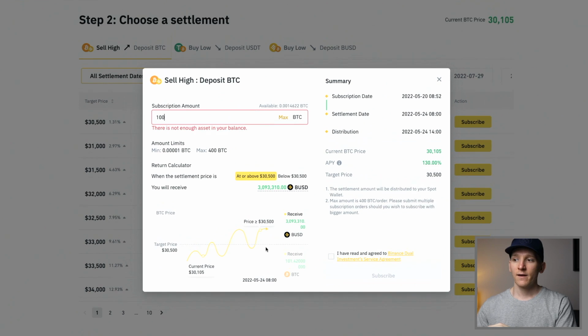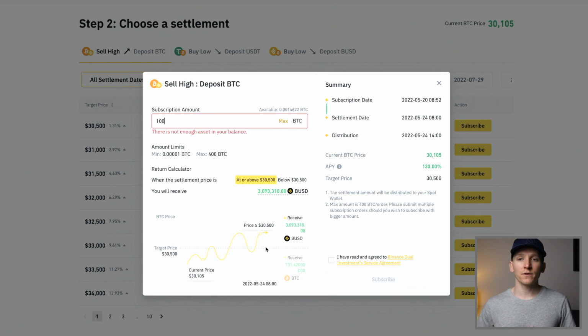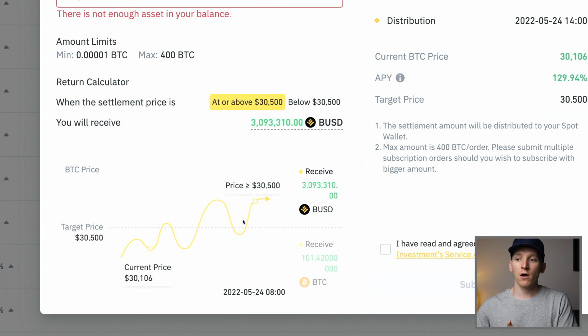So that is essentially having the option to sell your Bitcoin at a certain price. If you want to do that anyway, then that's great. If you think that the price has no chance of getting above the target price, then you can just keep the BTC and start earning that yield.